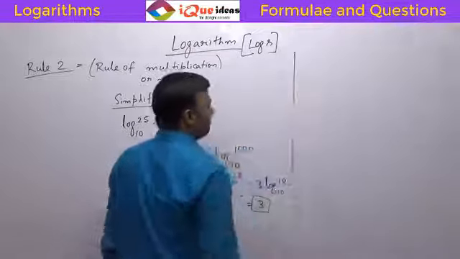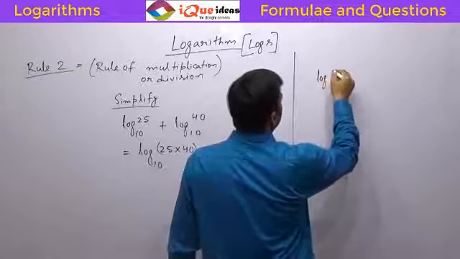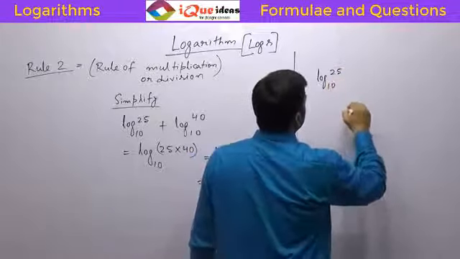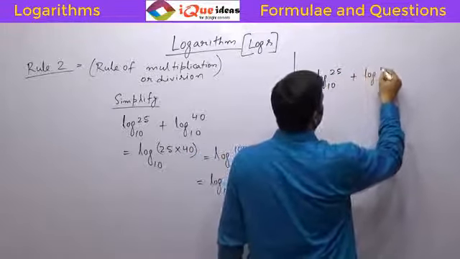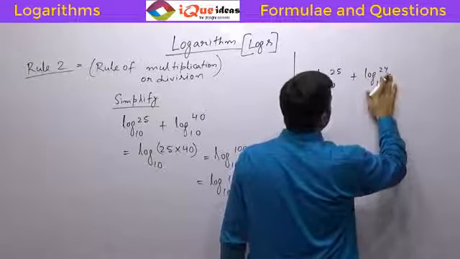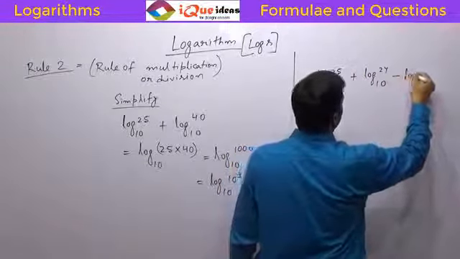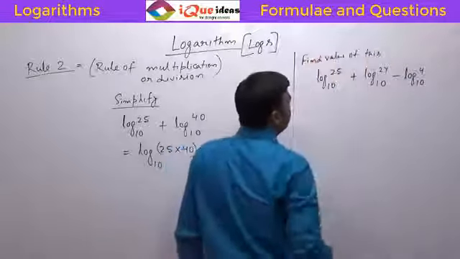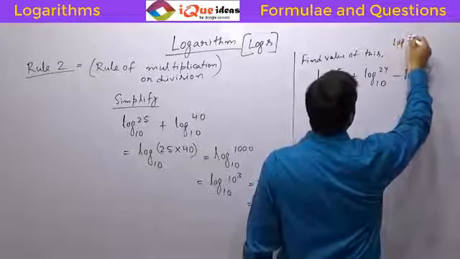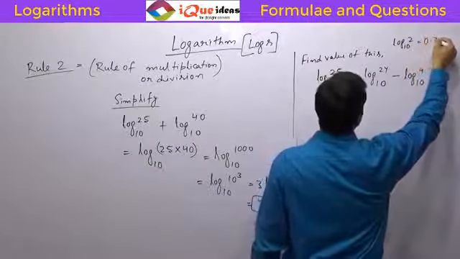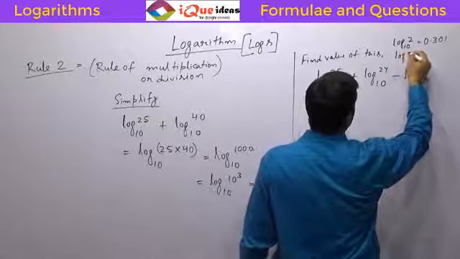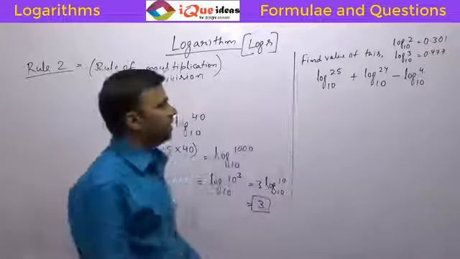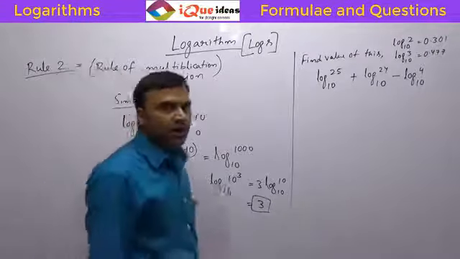Suppose we have a question which says log of 25 to the base 10 plus log of 24 to the base 10 minus log of 4 to the base 10. Find value of this. And it is given that log 2 to the base 10 is 0.301 and log 3 to the base 10 is 0.477. So this data is given and you have to find the value of this expression.